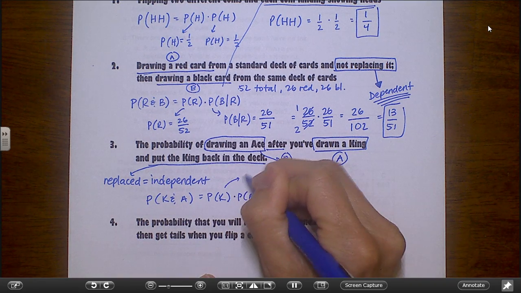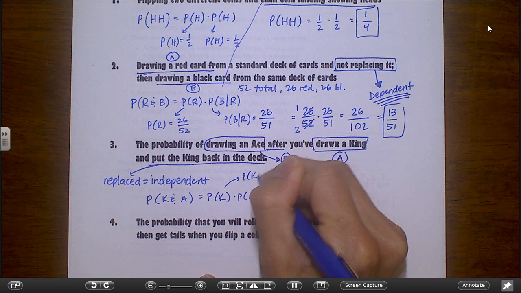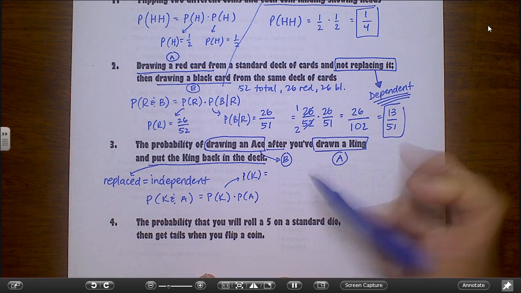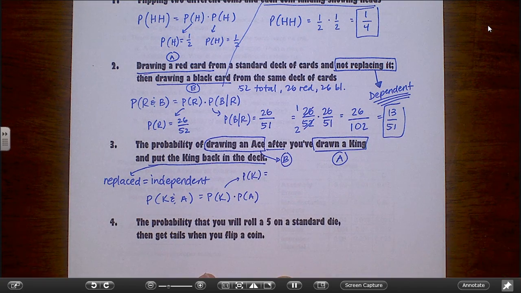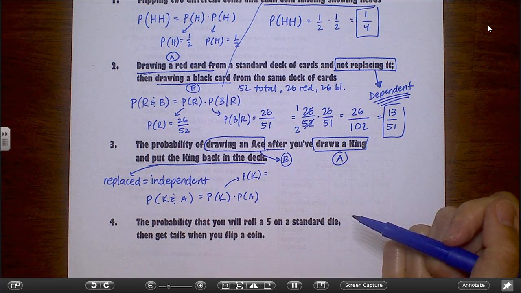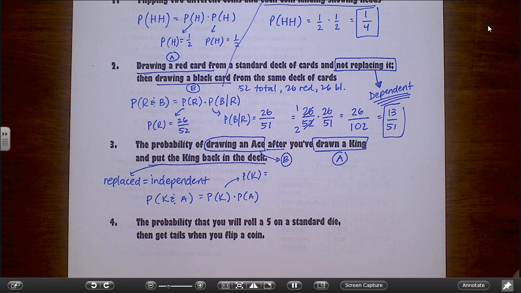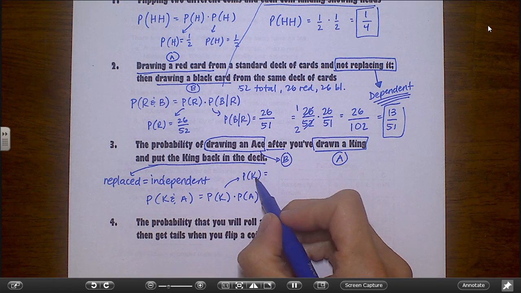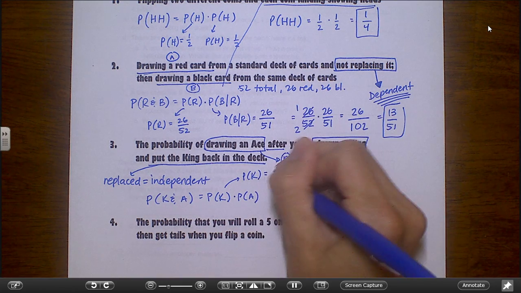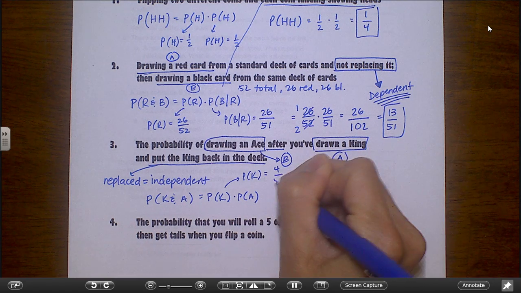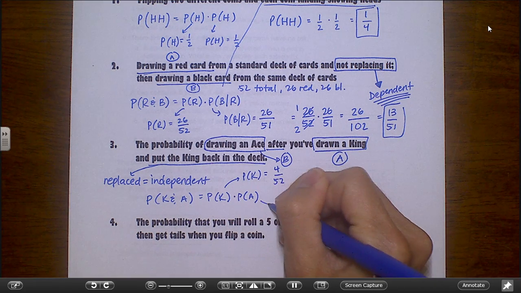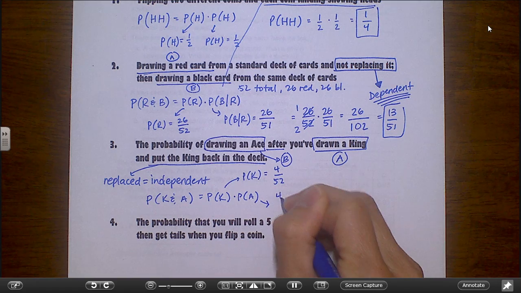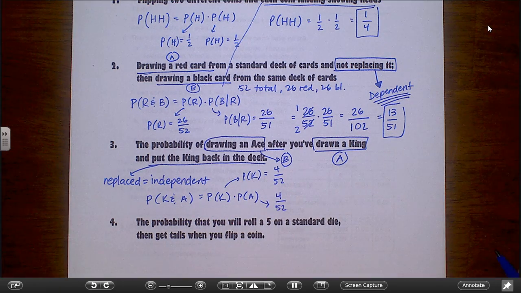Well, my probability of a king, I have 4 kings, right? Because remember, I have 4 suits. I have hearts, diamonds, clubs, and spades. And I have 2 through 10, jack, queen, king, ace of each one of those. So I have the king of hearts, the king of diamonds, the king of spades, the king of clubs. So I have 4 kings out of 52 cards. And then an ace, I also have 4 out of 52.